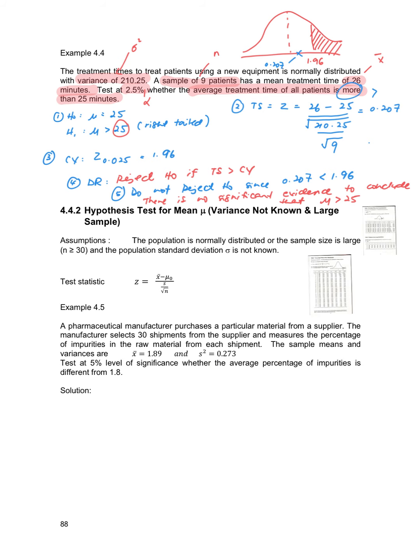Okay, so that settles case number 1, where the population variance or population standard deviation is known. Case number 2, we have hypothesis test for mean where the variance is not known and the sample is large. The population variance or standard deviation is not known, but the sample size is large, greater or equal to 30. So the assumption is the population is normally distributed, or the sample size is large, greater or equal to 30, and the population standard deviation sigma, or population variance, is not known.